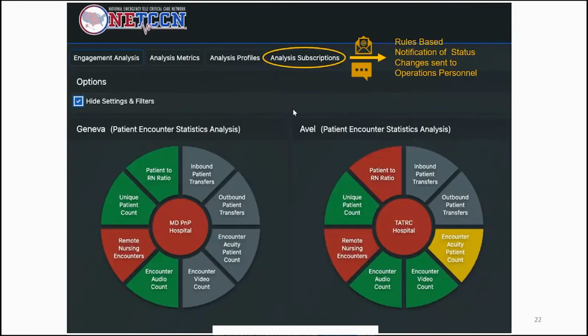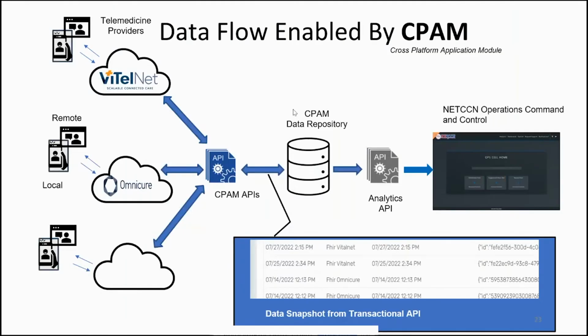The other thing that the dashboards in NETCCN Central allow is that anyone who's admitted into this operations dashboard can set up rules for notifications that can be sent via text or email to these different providers as they walk through the different pieces of the system. So the data flow that we enabled with this transactional API, we used a FHIR interface connection, and we normalized that across both of the telemedicine providers.